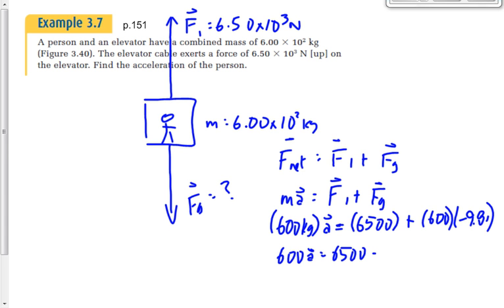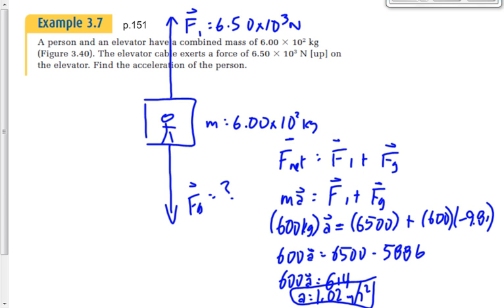I think 600 times 9.81 is 5886. 6,500 minus 5886 gives me 614, and it's positive. A is equal to 614 over 600, which is somewhere around 1.1. Is that right? Somebody figured that out. 614 over 600. 1.02. Okay, so we're going to say 1.02 meters per second squared.